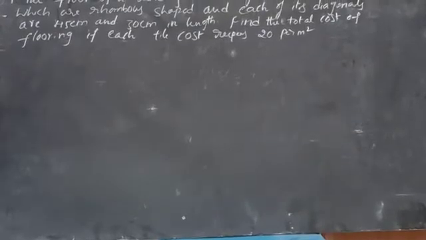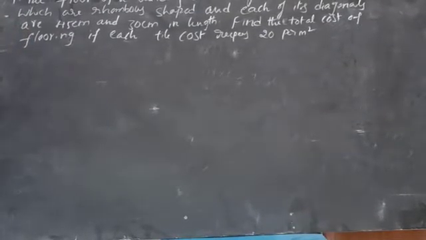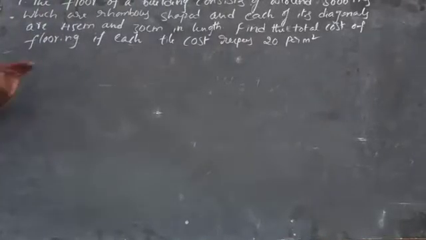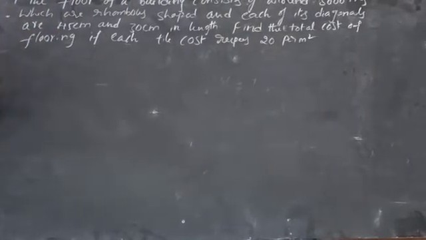How many tiles are there? 3000 tiles. The 3000 tiles are in the shape of a rhombus. So first we can find the rhombus area.